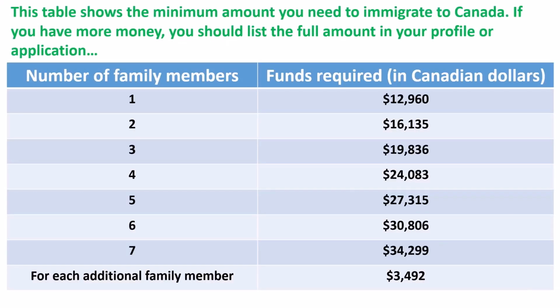So guys, when you are coming to Canada, you have to bring some settlement fund with you. This table shows the minimum amount you need to immigrate to Canada according to your family size. Suppose you have a family of 3, you have to bring $19,836. So you can check all the information here, like how much money you need, because you need to fill this information in your profile later.